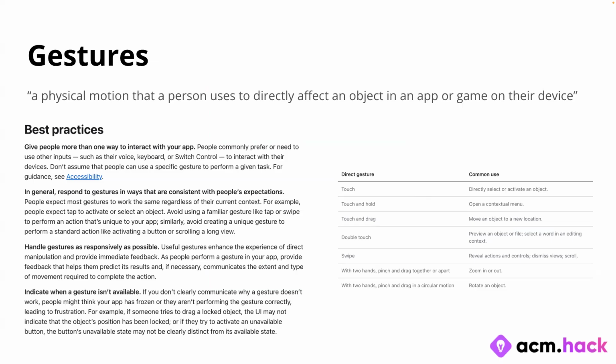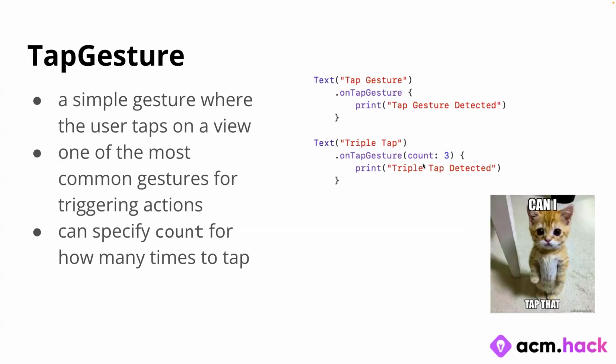And you can notice that in general, you want to respond to gestures in ways that are consistent with people's expectations. Like if someone sees a button, they expect to tap on it to get to whatever the button's telling them to do, right? So you don't want to make it a swipeable button or something, because they just won't expect that, and that won't make your app nice to use. So yeah, be consistent with people's expectations.